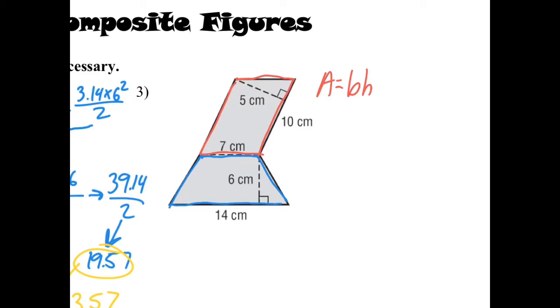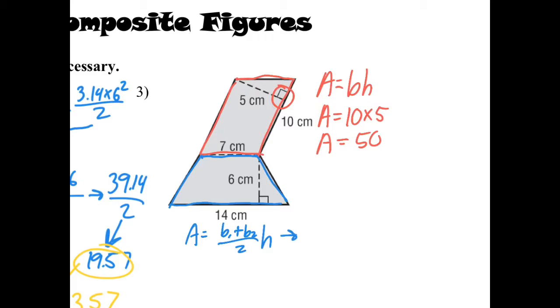And for the trapezoid, we are going to use area equals base 1 plus base 2 divided by 2 times the height. Area of the parallelogram is simple enough. Look for your 90-degree angle to know where your base and your height are. So we are going to do area equals base times height. So our area is going to be a total of 50.